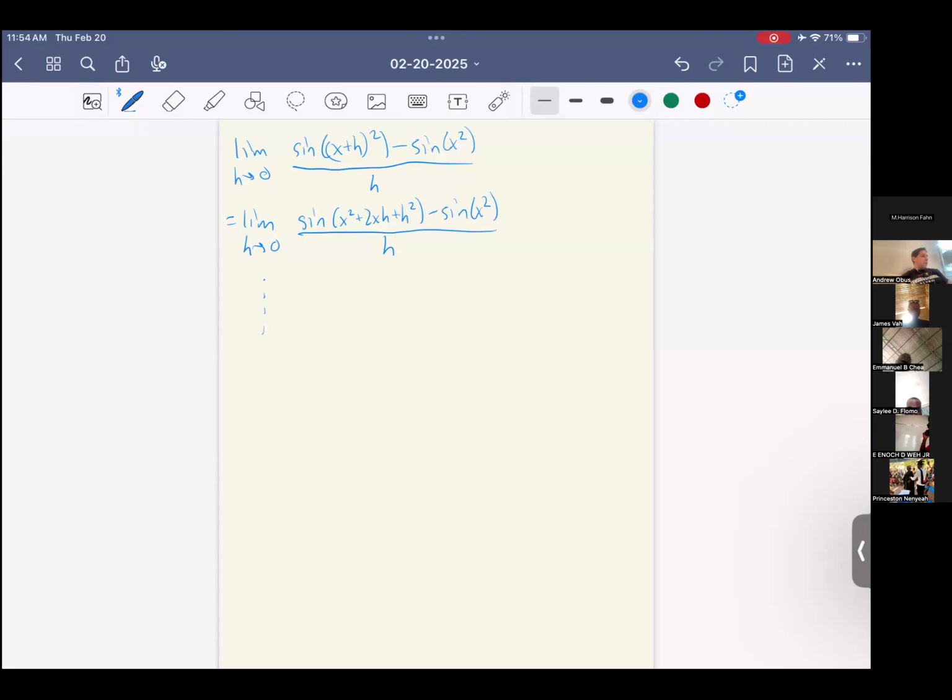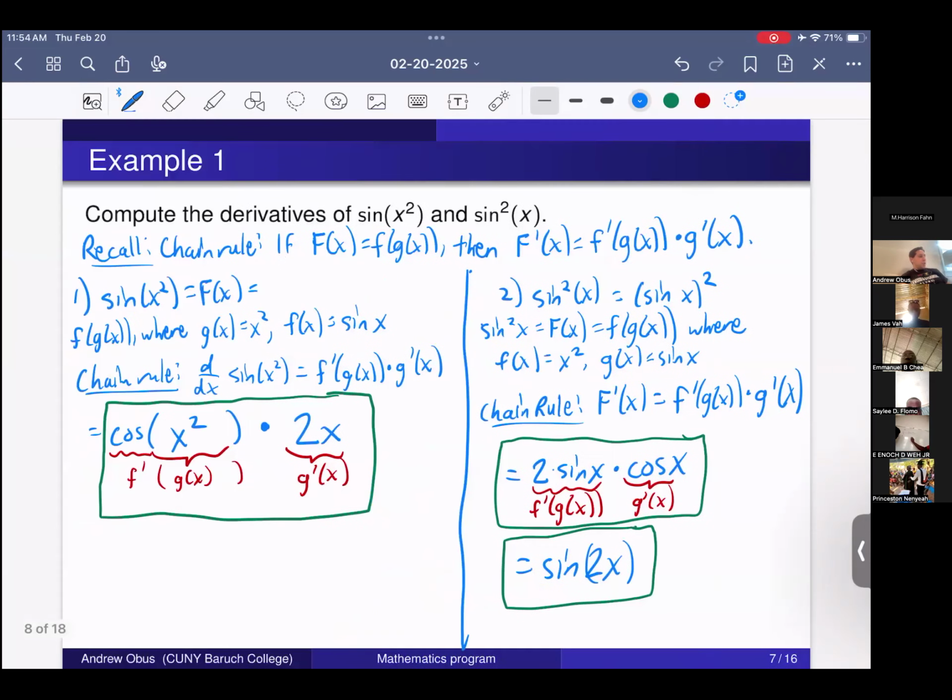So the point is, once you've already done the derivative of sine, then it becomes a little bit easier to just use the chain rule over here.